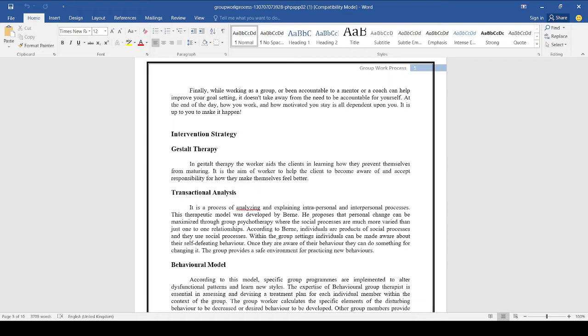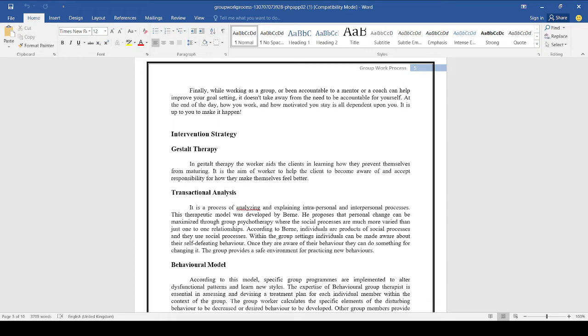And we use transactional analysis. We all know about the three ego states in transactional analysis. We can use this kind of method in social group work practice, especially as a psychotherapy method. Transactional analysis was propounded by Eric Berne, a famous psychologist. According to him, individuals are the product of social processes, and they use social interaction. If we can modify our social interaction, we can achieve our goal more smoothly.